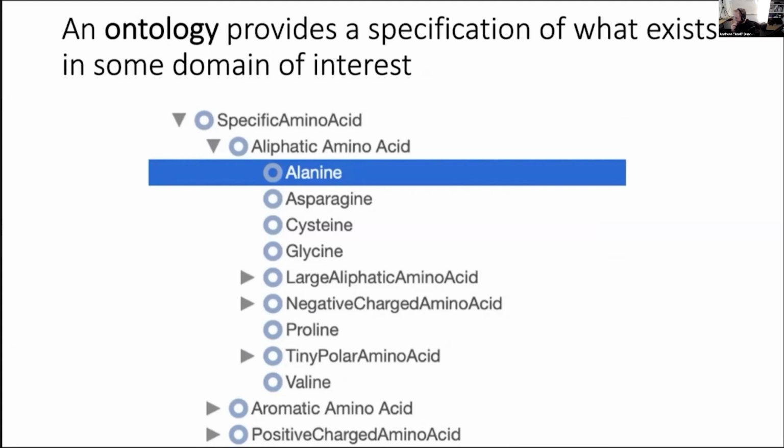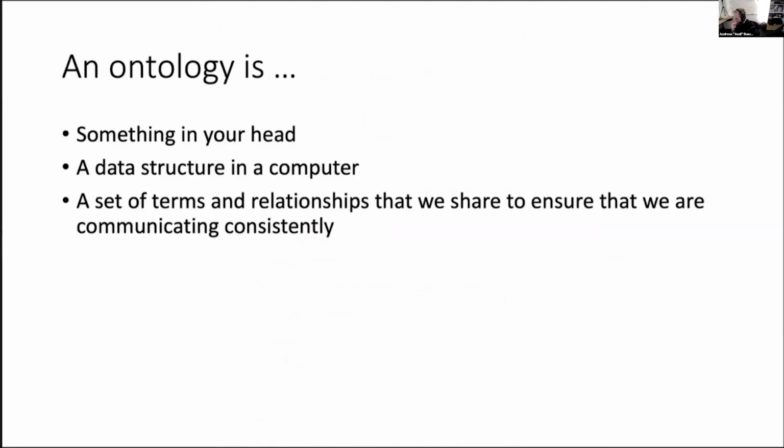This ontology of amino acids, developed at the University of Manchester, tells us that alanine, along with asparagine, cysteine, and glycine, are some of the aliphatic amino acids. A biologist can examine this ontology to know what amino acids exist, what their properties are, and how one might classify them. An ontology may exist only as a conceptual scheme in our heads.